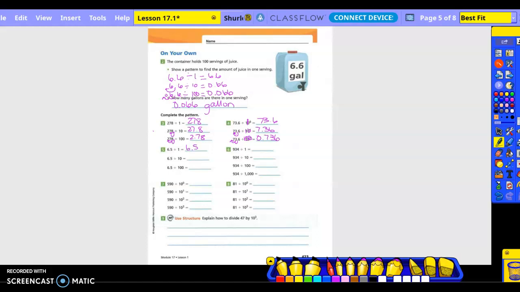Same answer, right? Dividing by 10, left or right? Left. How many places? 1 place, so my answer is 6,500. Okay. Next one, I'm dividing by 100, left or right?